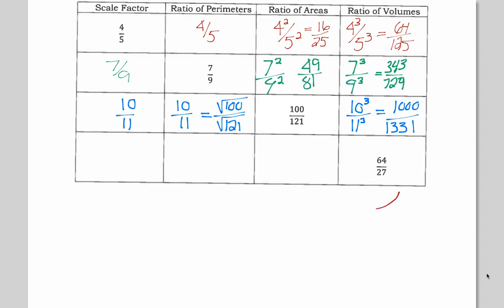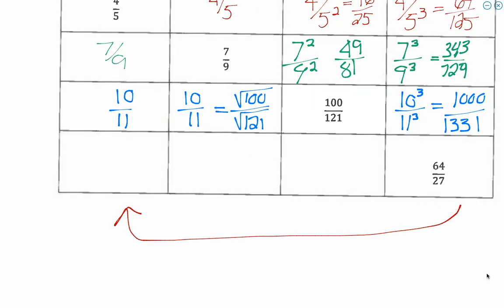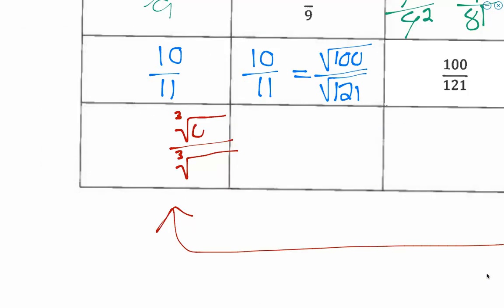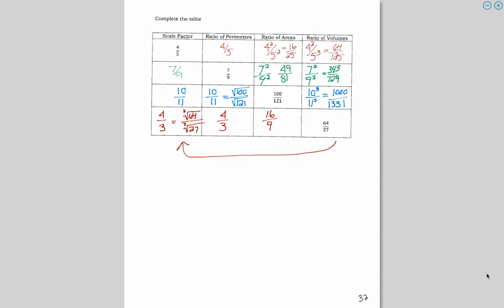Now to go backwards here, something got cubed to get to here. So we have to do something called the cube root. So the cube root of 64, the cube root of 27, meaning what did we cube to get 64? And the answer to that is 4. What did we cube to get 27? The answer to that is 3. There we go.